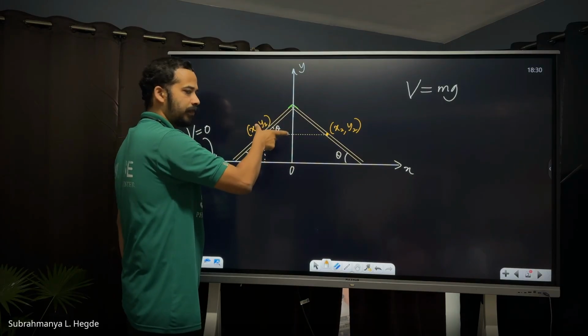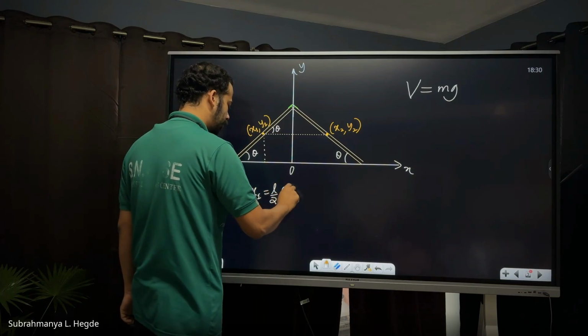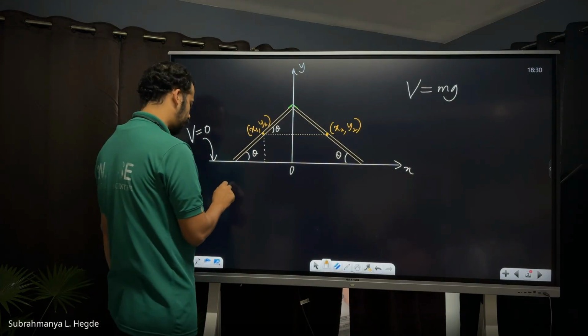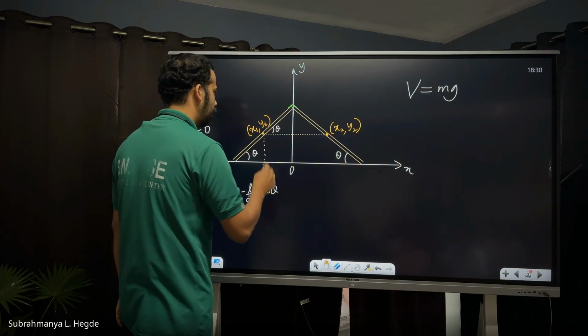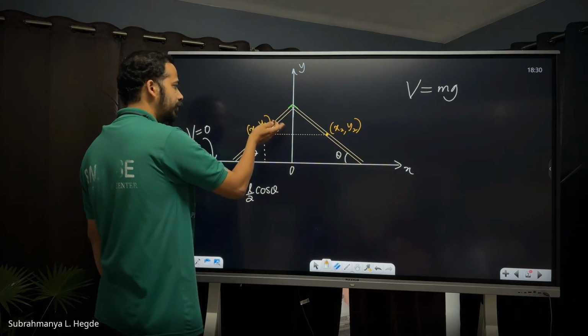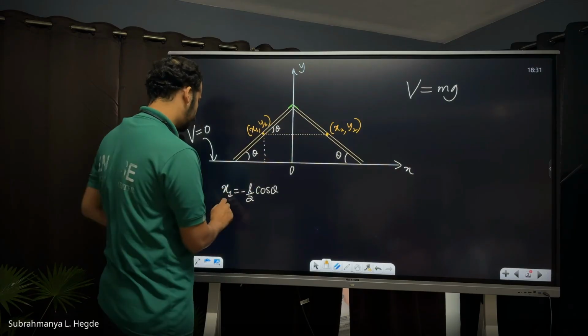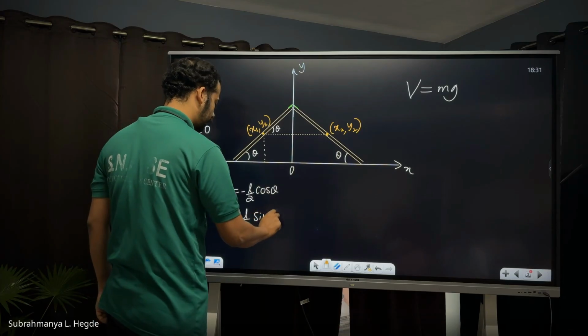L by 2 cos theta, am I right? X1 is equal to L by 2 cos theta. No, minus, a negative sign, since it is on the negative axis. So x1 is equal to minus L by 2 cos theta. What is y1? Y1 is positive, the y-axis is positive. So y1 is L by 2 sin theta.